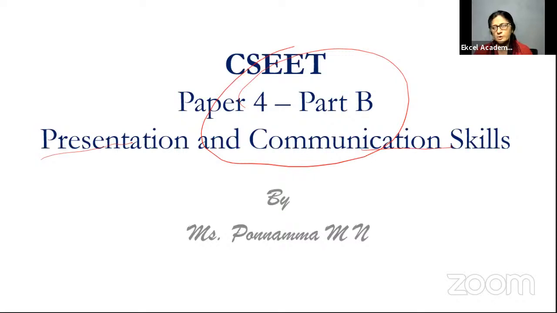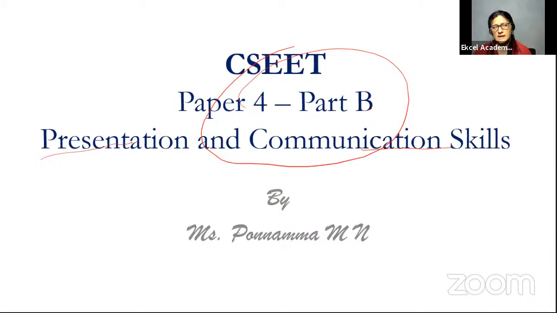Now, why is it important for a CS student to be well versed in communication and presentation skills? When you become company secretaries, you will be interacting with a lot of people, the higher-ups, your equals and your subordinates. You need to communicate well so that things are in the right perspective and you are able to carry on with your job well.